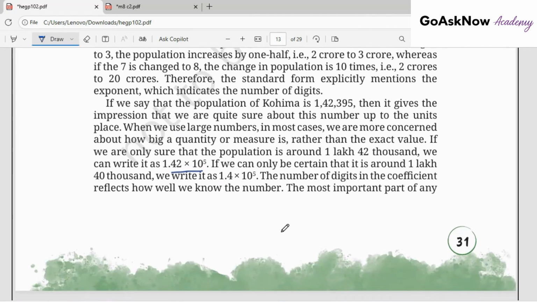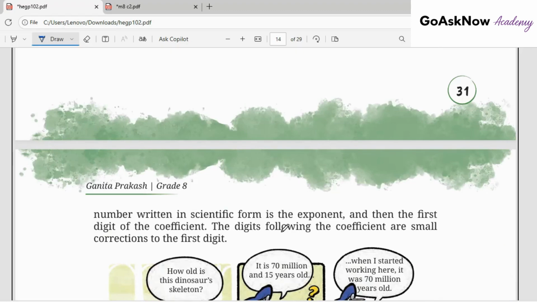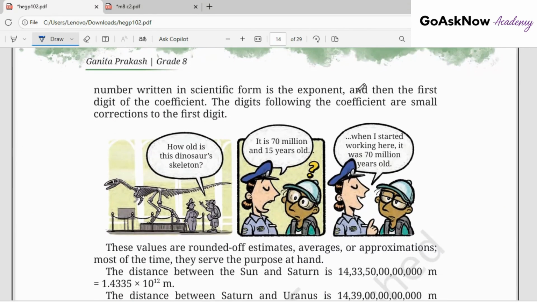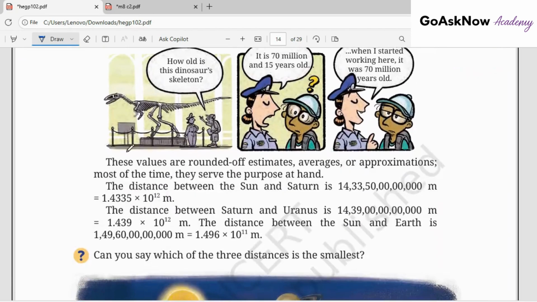The most important part of any number written in scientific form is the exponent, and then the first digit of the coefficient. The digits following are small corrections to the first digit. These values are rounded-off estimates, averages or approximations. Most of the time they serve the purpose at hand.